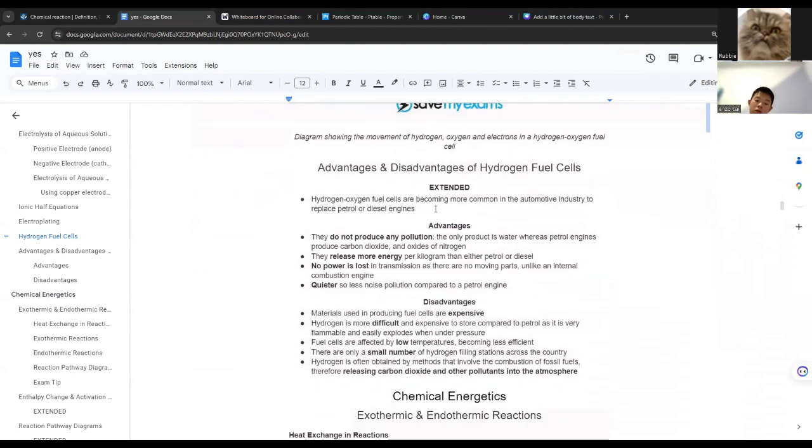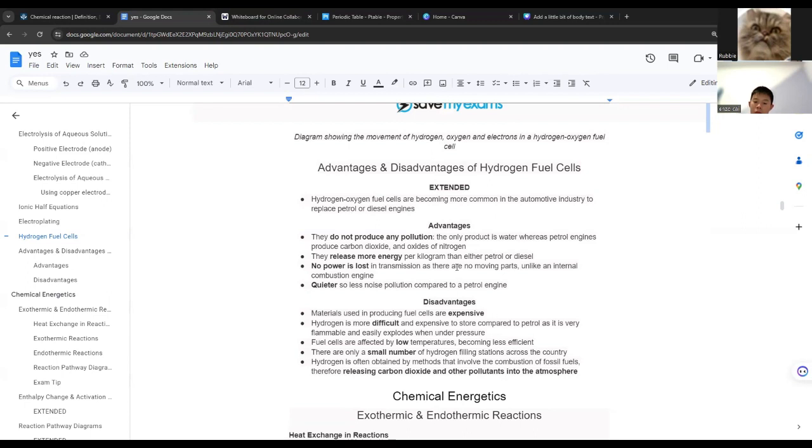Okay, disadvantages and advantages. Hydrogen oxygen fuel cells are becoming more common in the automotive industry to replace petrol and diesel engines. Yeah, to save the world. And they do not produce any pollution. The advantages: no pollution, and the only waste product is water, whereas petrol engines produce carbon dioxide and oxides of nitrogen that can harm the environment and produce greenhouse gases.